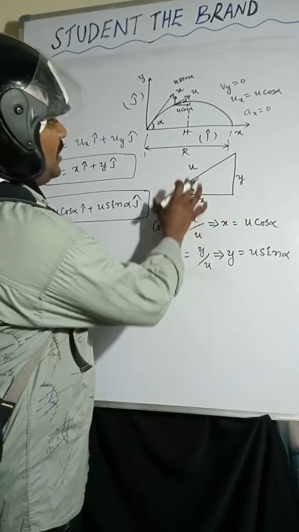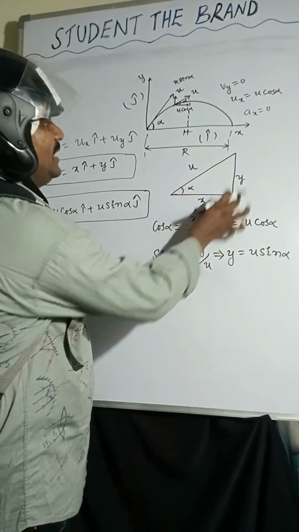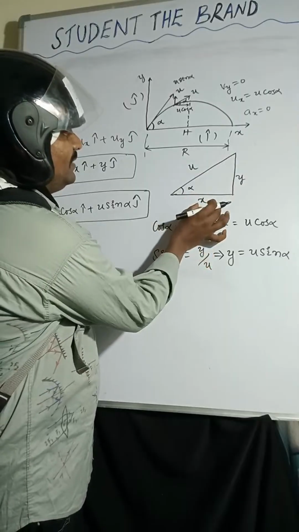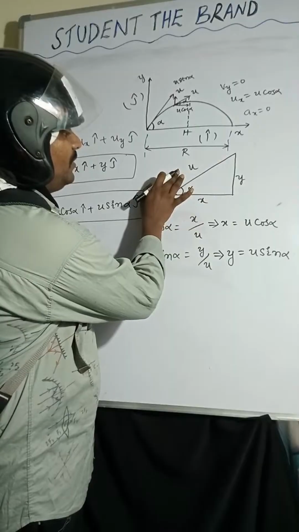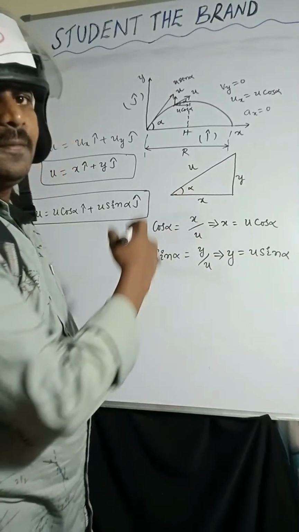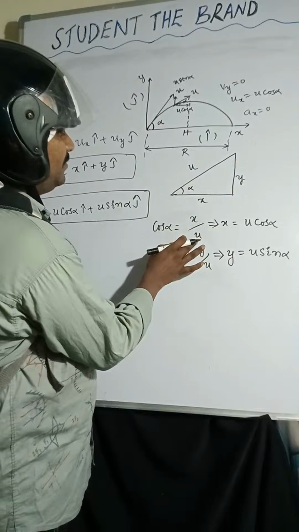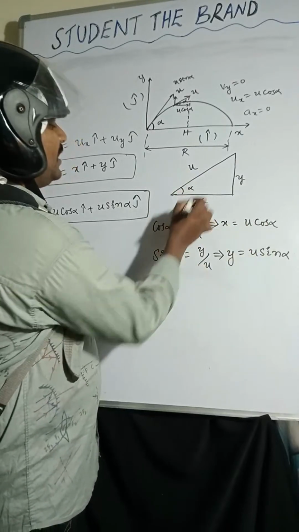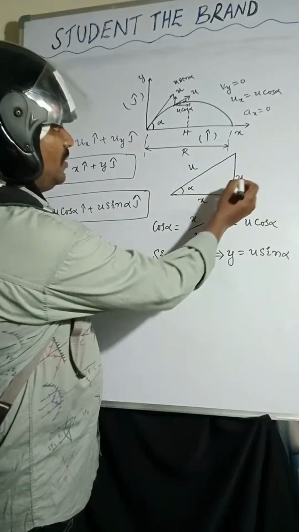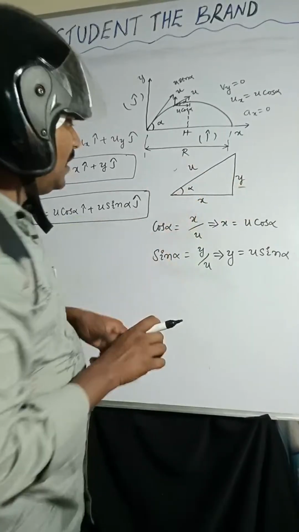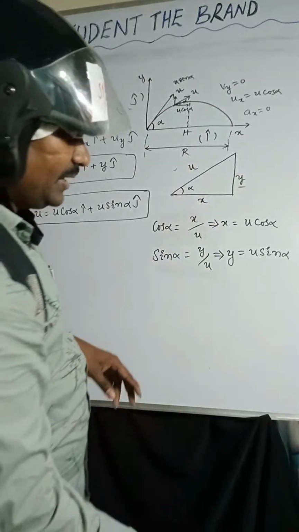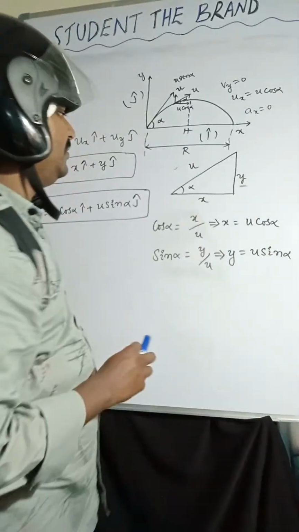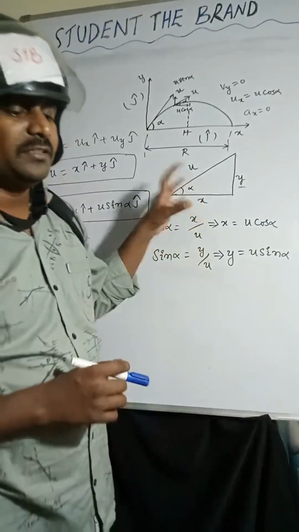If you resolve the component of u along x-axis and y-axis, cos alpha equals horizontal component by hypotenuse, so x by u. So x equal to u cos alpha. For the vertical component, sin alpha equals opposite side by hypotenuse, so sin alpha equals y by u, and y equal to u sin alpha. Like this we have to resolve the components.